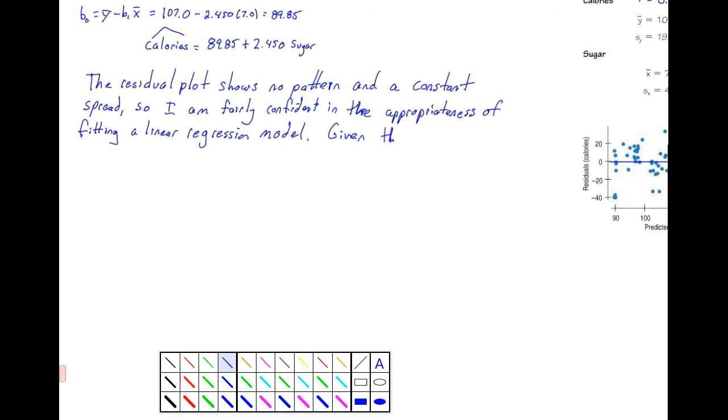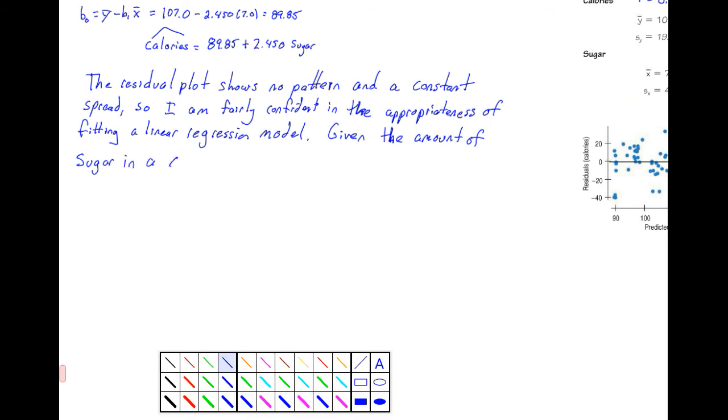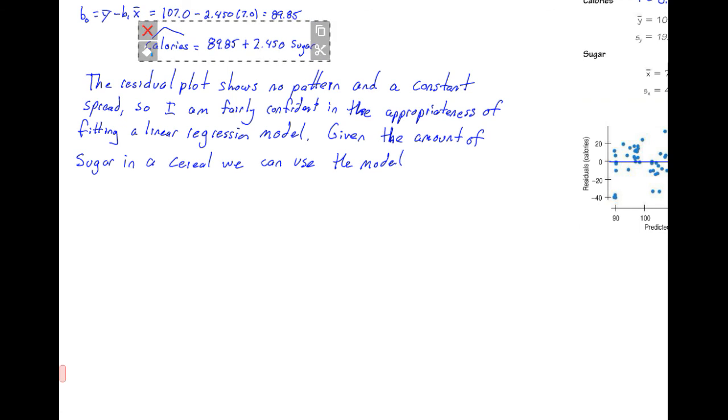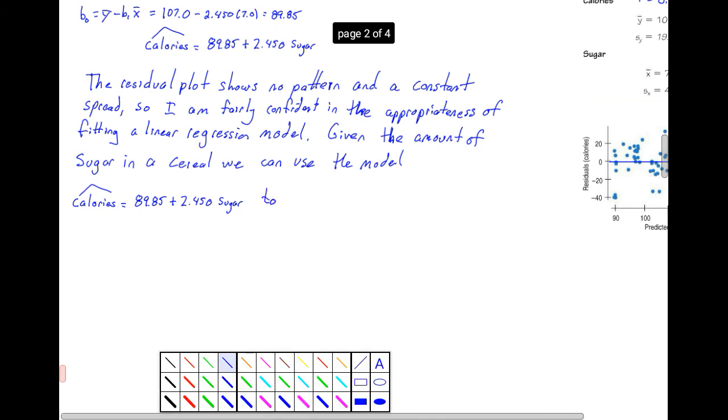Given the amount of sugar in a cereal, we can use the model calories hat equals 89.85 plus 2.450 sugar to predict or estimate the calories of a cereal, keeping in mind this will not be right.